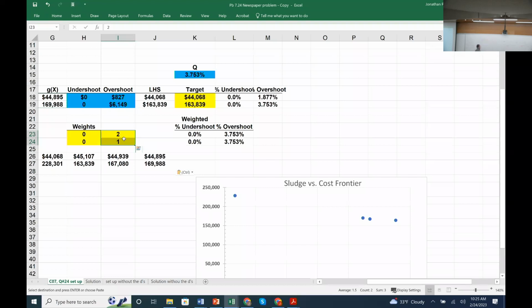The objective is just Q. We're just pointing to that one cell, but then we add the constraint that for all goals I, the Q is greater than or equal to the undershoot, usually expressed as a percentage. And also the Q is greater than or equal to the overshoot, again, customarily expressed as a percentage.